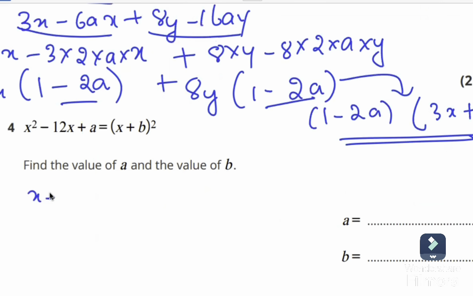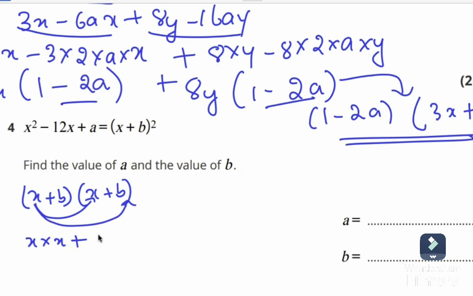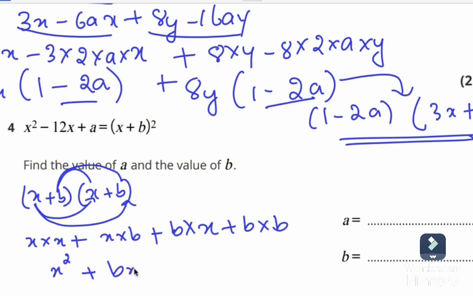So x plus b whole square can be written, using a bracket, as x plus b times x plus b. And now using your FOIL method, I'm going to multiply the terms: x into x, plus x into b, positive b into x, and then b into b. Therefore, it becomes x squared plus bx plus bx plus b squared, which is x squared plus 2bx plus b squared, right? We have expanded.